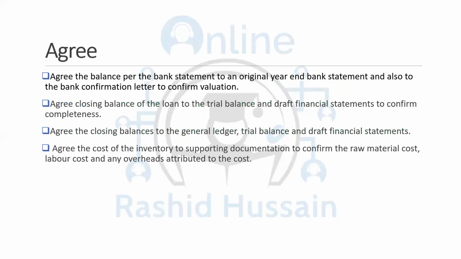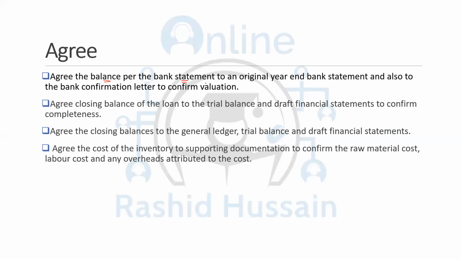Now, similarly, we have the agree procedure. Agree means there are balances at multiple places, and you need to see whether the same balance exists in all those documents and there's no discrepancy. For example, agree the balance as per bank statement. This should be the same balance within the cash book and the bank information letter. If it is not the same balance, then there are discrepancies which need to be sorted out.